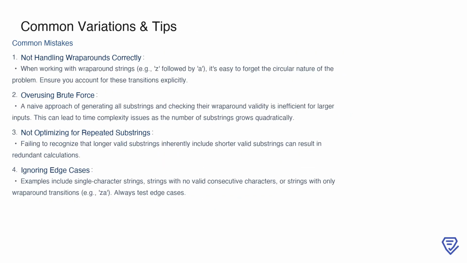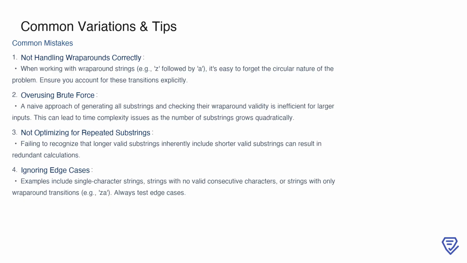In solving problems involving wraparound strings, there are several common mistakes to watch out for. One of the most frequent errors is not handling wraparounds correctly. For example, when transitioning from Z to A, it's easy to overlook the circular nature of the alphabet. This transition must be explicitly accounted for in your solution logic.